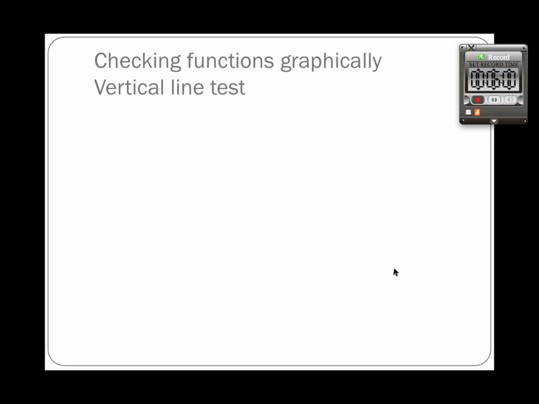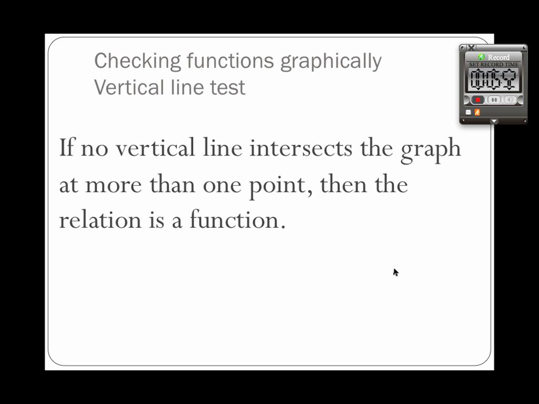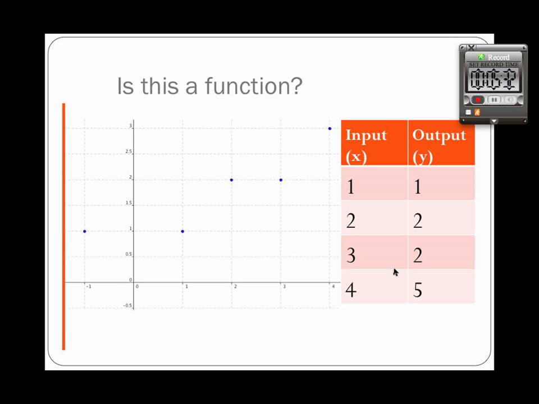When we're talking about function testing, we can actually do this graphically using what's called the vertical line test. And this is the rule. If no vertical line intersects the graph at more than one point, then the relation is a function. That means if you run a vertical line through the graph, it shouldn't intersect the graph more than once at the same time. Otherwise, it's not a function. Let's illustrate this with a couple of examples here. Here I have a relation. Maybe it's a function, maybe it's not.